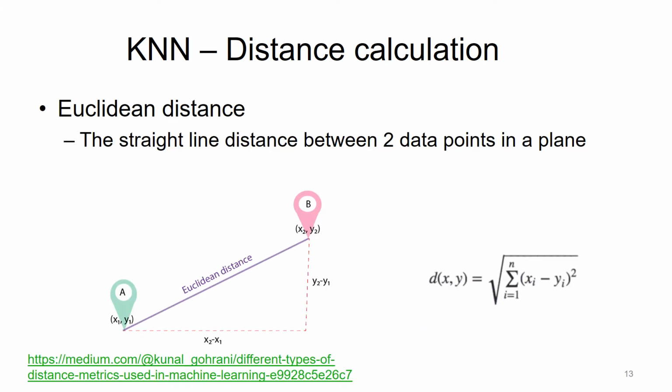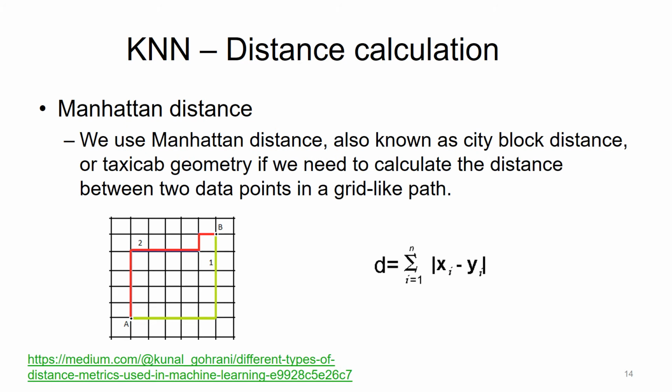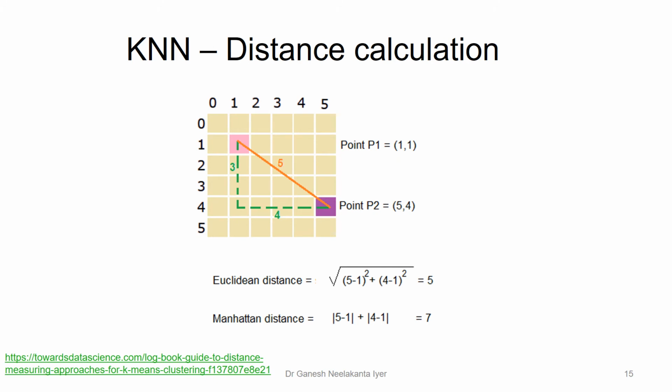So Euclidean is the straight line distance between two data points in a plane. You can calculate it by the square root of sigma (xi minus yi) the whole squared. Whereas Manhattan is a city traffic distance where I have to move in blocks. It's also called city block distance or taxicab geometry. So you calculate it by sigma i from 1 to n of |xi minus yi|. For example, given 2 points here, the Euclidean distance will be 5. It is essentially like a triangle formula, the Pythagoras formula, and the Manhattan distance gives you 7.